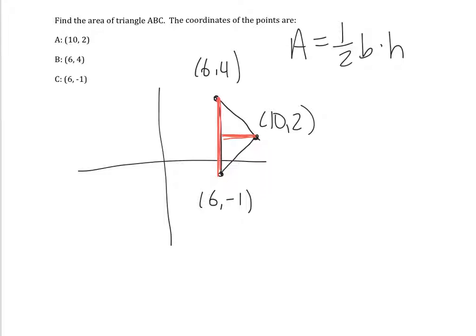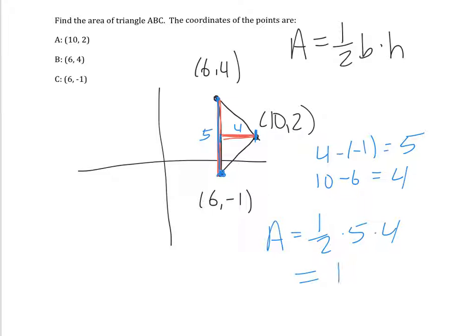So the base length is pretty easy to find. It goes from 6, 4 to 6, negative 1. It's a vertical line. So it's just what's the distance from negative 1 to 4. And so 4 minus negative 1 is 5. So that's a distance of 5. And then as far as the height, it's going from 6 to 10 in the x-coordinate. So that's a difference of 10 minus 6, or 4. So we have a 4 for a height. So the area of this triangle is just going to be 1/2 times 5 times 4, or 10 square units. And that would be the area of this triangle.